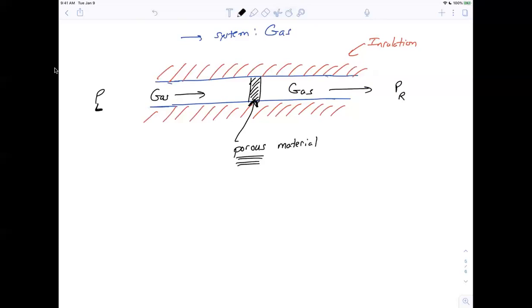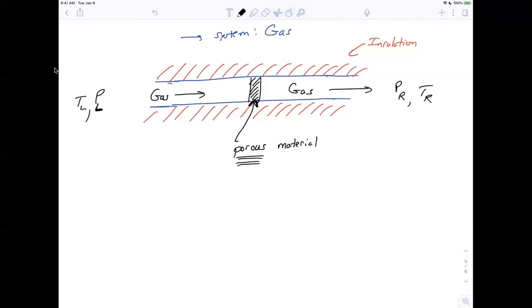Where P sub R now is this reduced pressure because of this obstruction presented by the porous material. There will be a temperature T left. Our gas will come in with a certain temperature, and there will be a certain temperature T right. So this is the flow system. We have some flow going along, and it continues on. We don't have to worry about the very far left and the very far right. Just imagine this thing going forever, and so it does on either side.